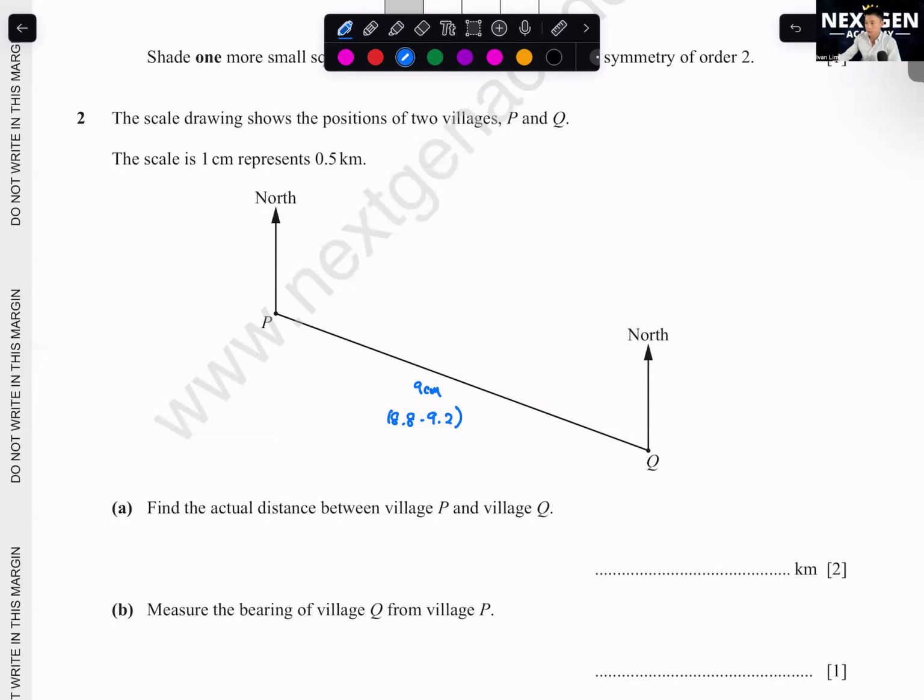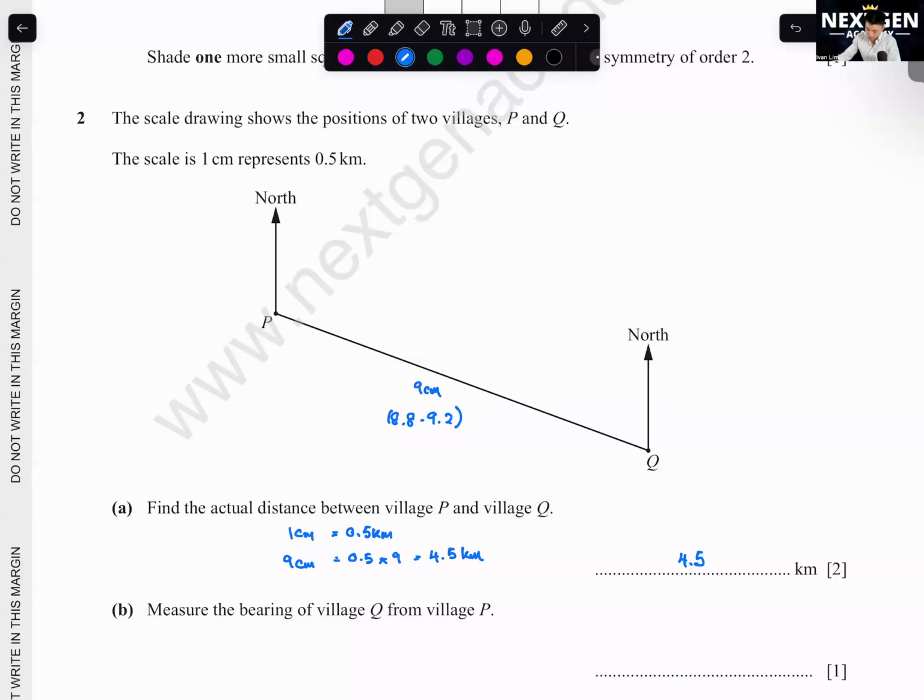Okay, no problem, Nabil, come follow through. What's the actual distance? 1 cm represents 0.5 km. So 9 cm, you just multiply 0.5 times 9. 0.5 times 9, we'll get 4.5 km.